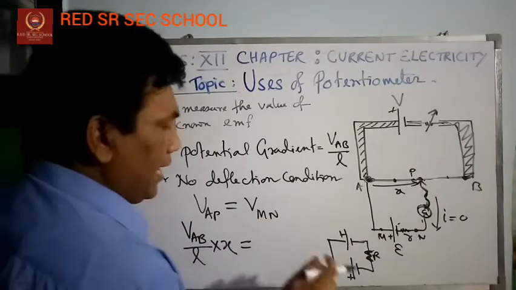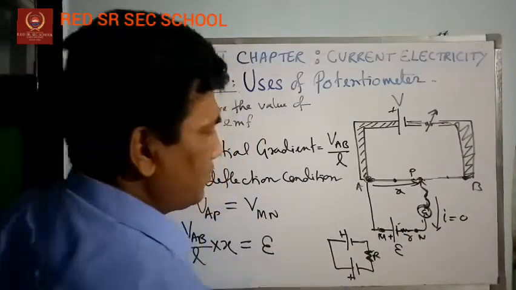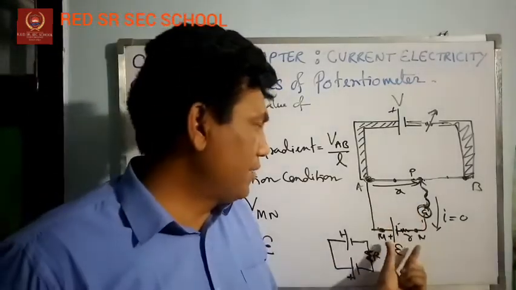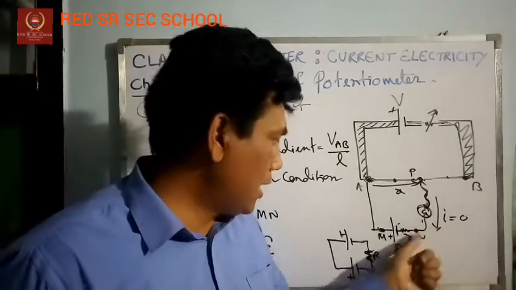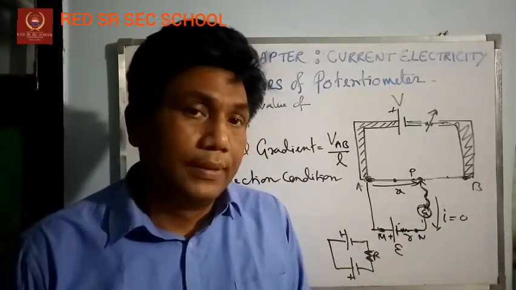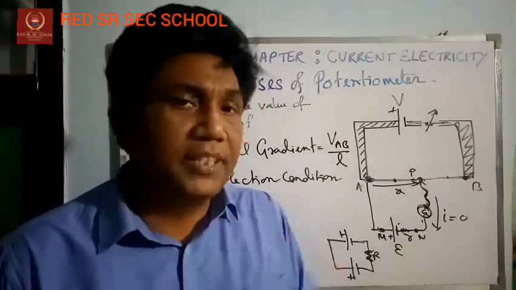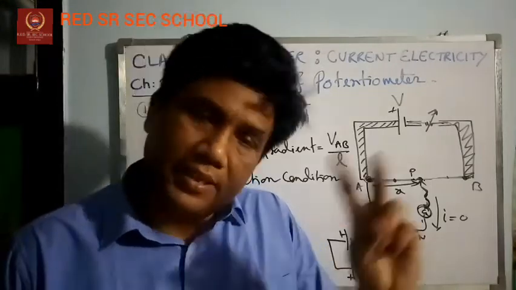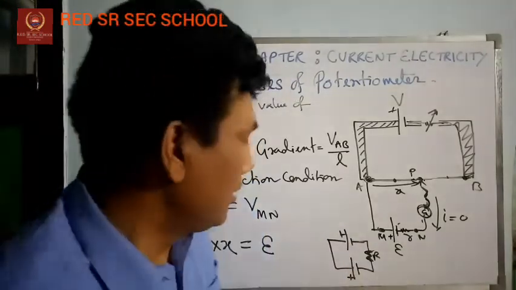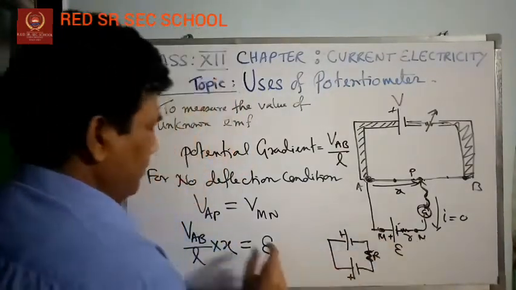And what is V_MN? The potential difference between these two points can be written as the EMF of the cell. Why? Because you are measuring the potential difference when no current is flowing. When no current flows through the battery, the potential drop inside the battery is 0. It means the potential difference across the terminals of the battery is nothing but the EMF. That thing you have already discussed: what is EMF, what is terminal voltage. So now the potential difference between M and N is nothing but the EMF.